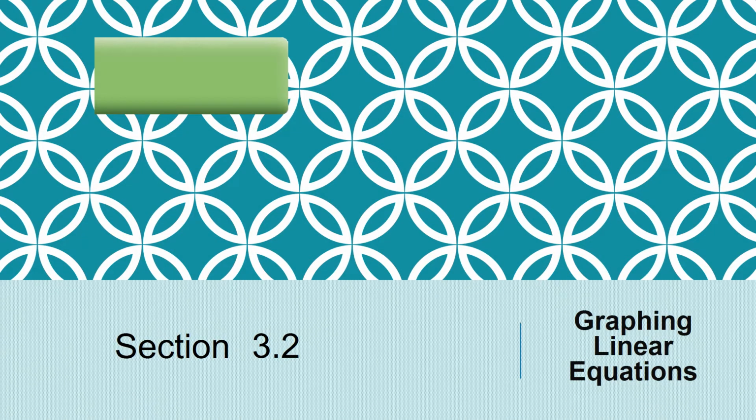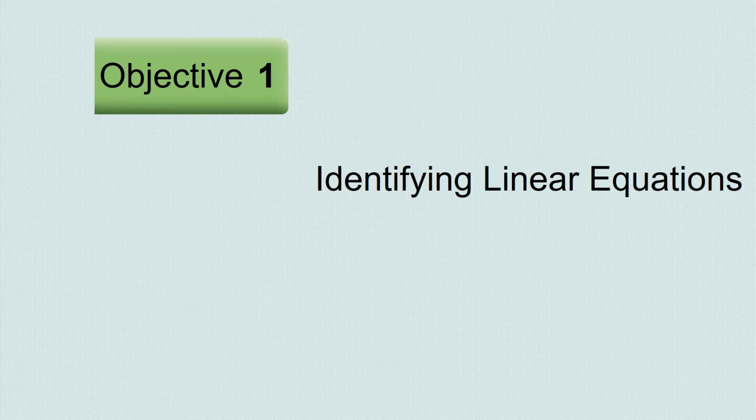Start with graphing linear equations, section 3.2. So objective 1 is identifying linear equations. So we're going to talk about what is a linear equation. I'm going to give you a hint. It has something to do with this word.